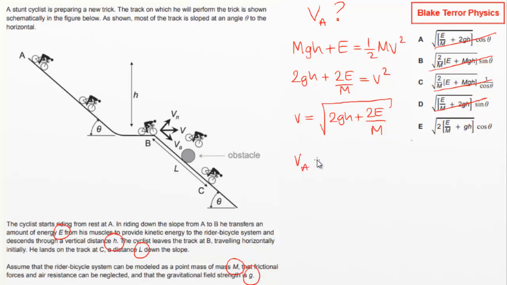That VA is v cos theta, which is equal to, well, you can see it's this, they've just shuffled it around a little bit. So the square root, we've got the cos theta at the end, and then we've got this 2E over m plus gh. So that's not too bad a start there to get our first bit. Right, let's try the second part.